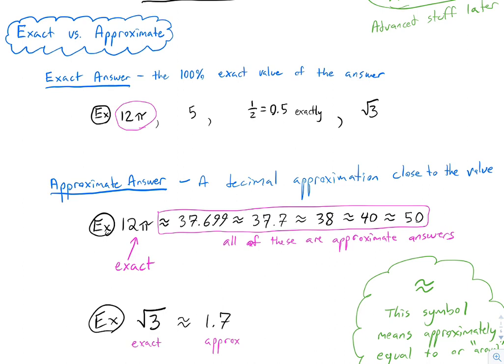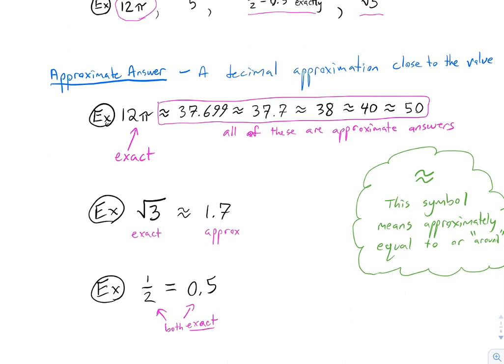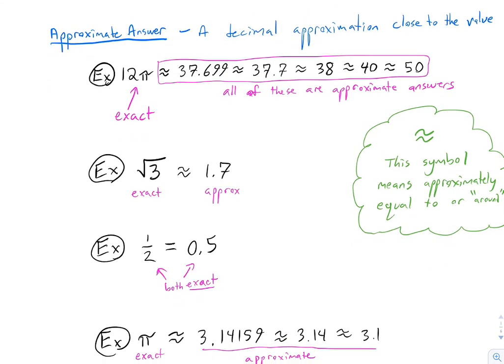You might see a decimal, like 1/2 is exactly 0.5. That's okay. Square root of 3, just leave it. I don't want a 1.7 something. Just square root of 3. An approximate answer is when you usually use a calculator, but you're getting a decimal that's close to the value.